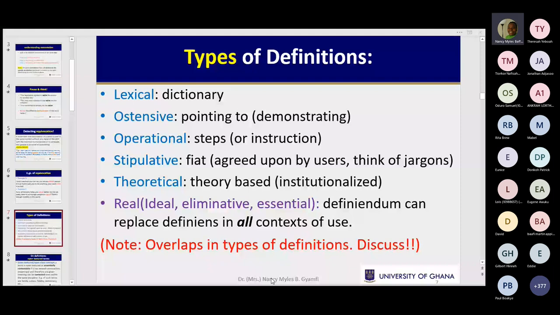Then I'll move quickly to stipulative definition. It's also on your screen. You should be looking on the screen. I'm showing you the types of definitions. Stipulative, by fiat or by agreement. When we stipulate meanings, it means we are using the language for ourselves. We are creating a meaning that works for us.